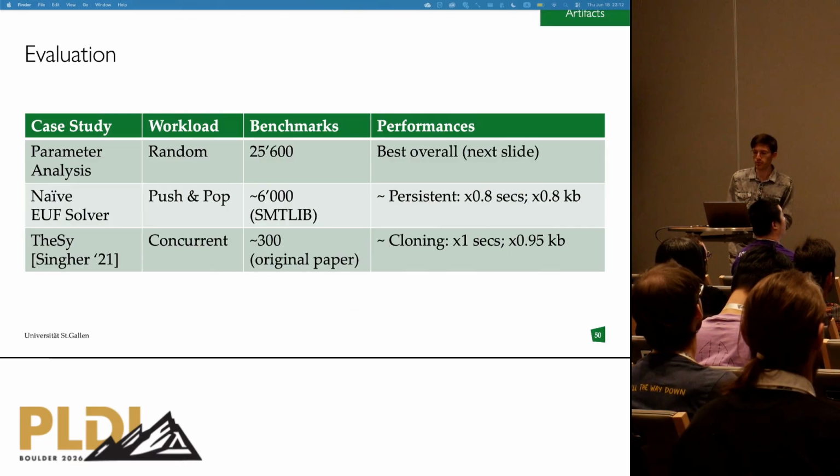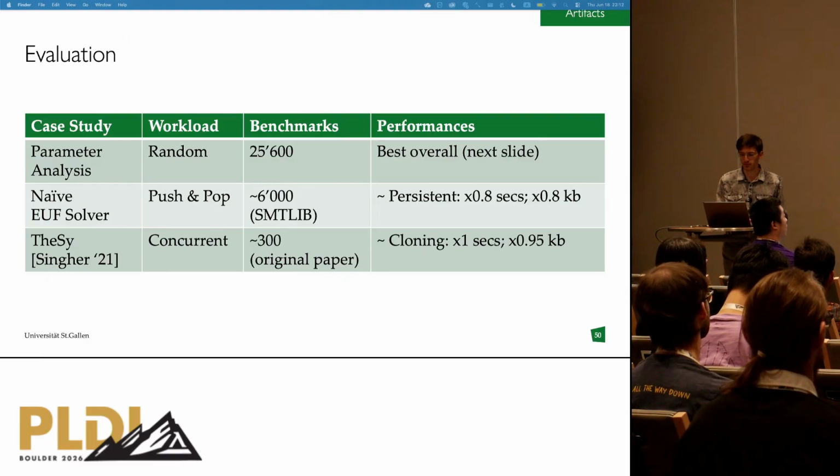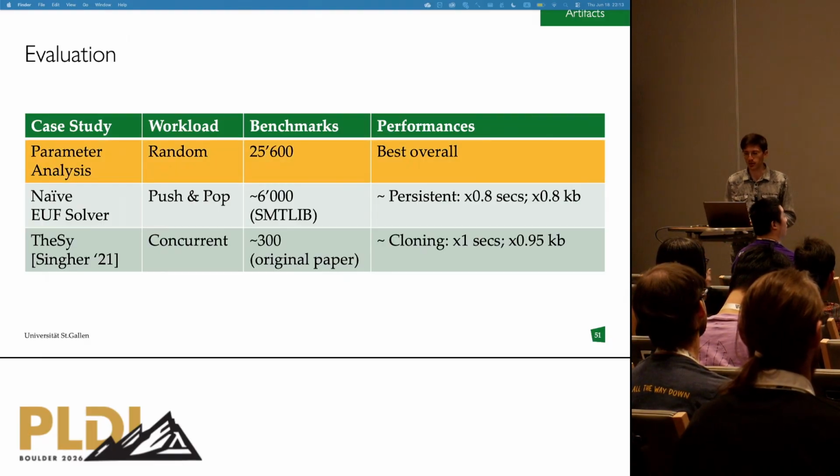So for the evaluation, we considered 3 case studies, and we compare 4 different approaches. The first one is versioned E-graph. The second one is a naive cloning of E-graphs. The third one is a naive implementation of persistent E-graph, which is basically using existing persistent data structures in Rust. And finally, an Easter egg.